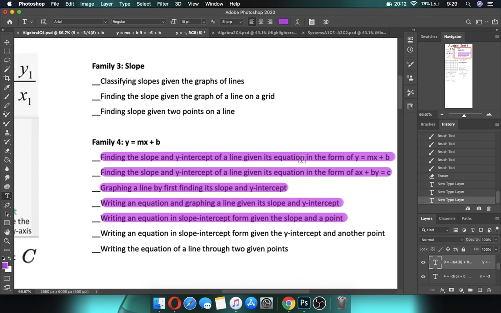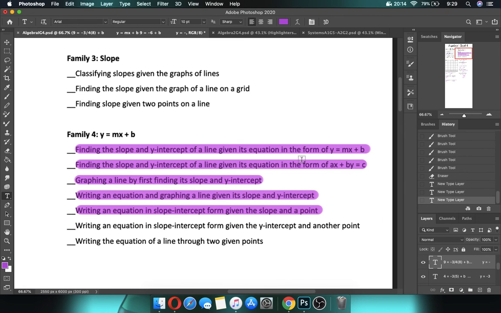What we can do now that these two topics are under our belt, since they tell you a slope and y-intercept, you can graph that on your own. And if they tell you the slope and y-intercept, you can write an equation. So that's 5 equations for goal 4 of Algebra 1.